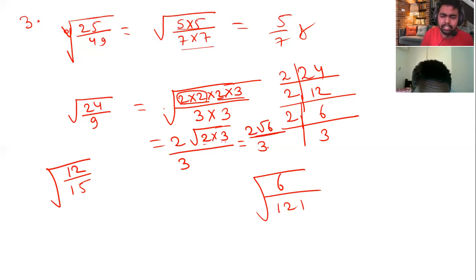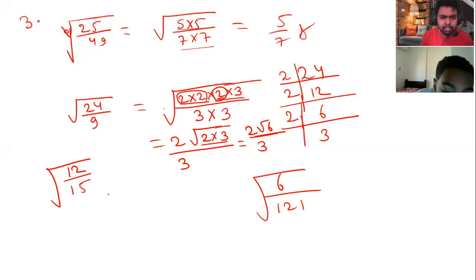Are you getting my point? This is my answer, 2 root 6 by 3, because this thing would be just multiplied. Here I cannot take out this 2 outside because it does not have any pair. It does not have any friend, right? We need the friend of each other so that they will come out, right? Are you understanding my point?